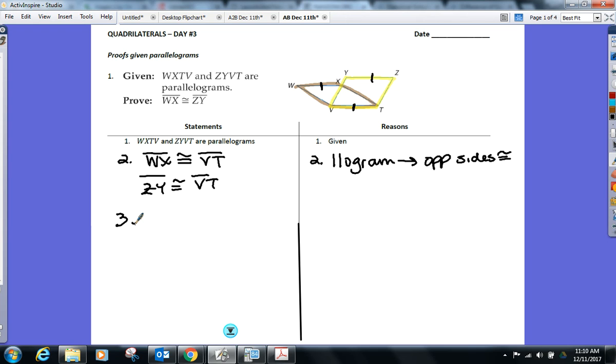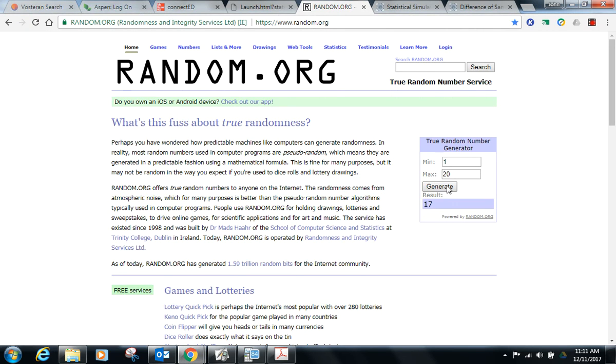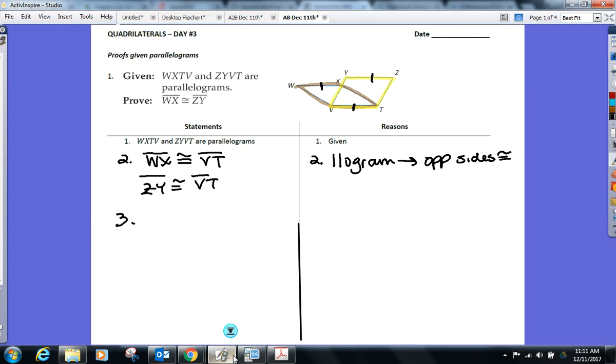Now look at what you just wrote. WX congruent to VT, ZY congruent to VT. What do you got for me? Here we go, 8. What are you going to let me know? WX congruent to ZY. Substitution. There we go.